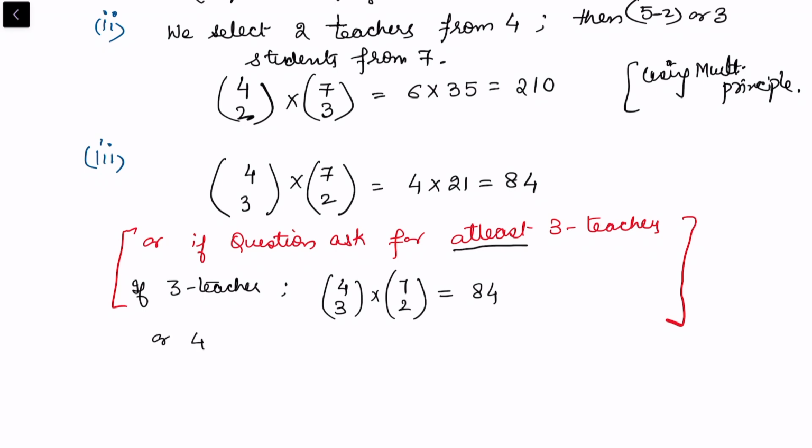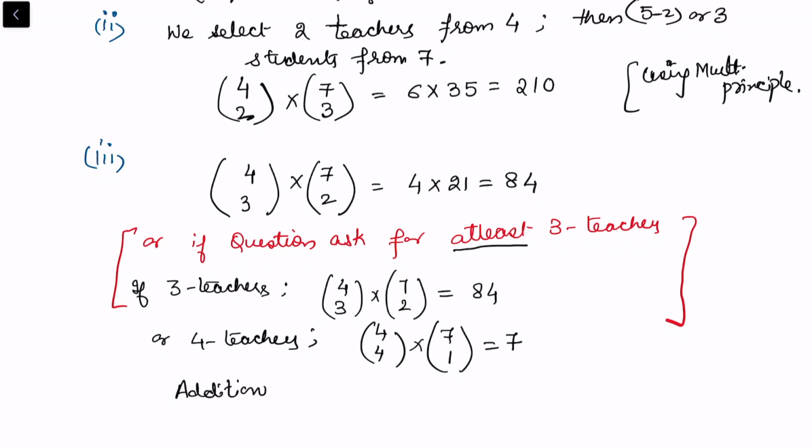Or there could be 4 teachers, and in that case we will have 4C4 into 7C1, because the total committee was for 5. So obviously out of 7 we have to choose only 1 student. So this is 7. And now using the addition principle, because there is a choice between the initial selections, we can add 84 plus 7, that is 91 ways. So this way we can modify this question depending upon what has been asked.